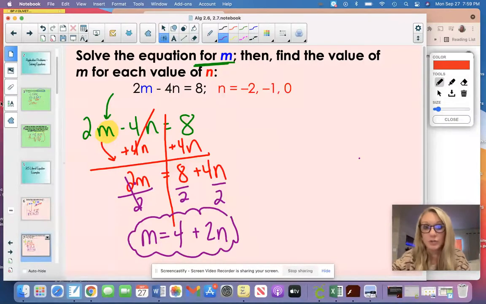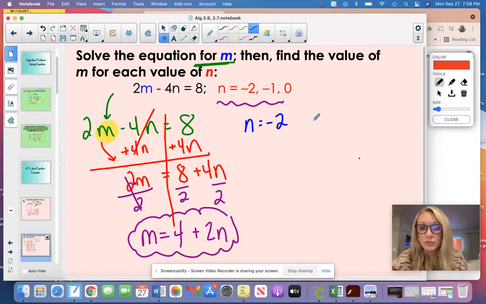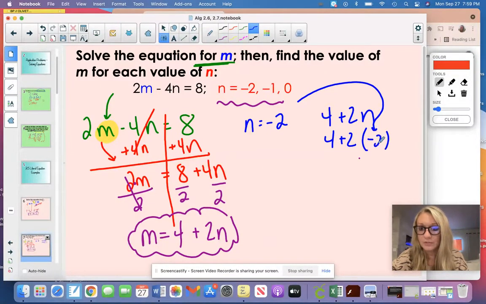Now we have to go to part 2, which is when we basically just substitute in these values for n. All right, so let's start with n equals negative 2. I always just rewrite this whole part of the equation. So you've got 4 plus 2n. And then instead of n, plug in that negative 2. 2 times negative 2 is negative 4. And when you do 4 plus negative 4, that actually cancels out, and that's 0. So that's your first one.